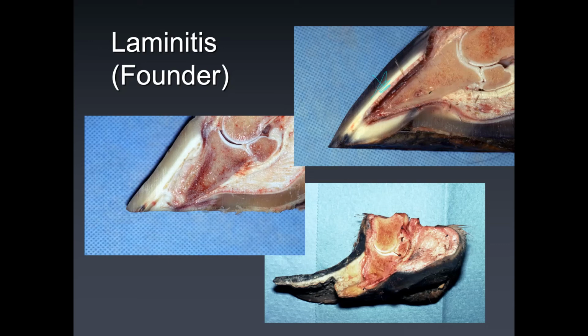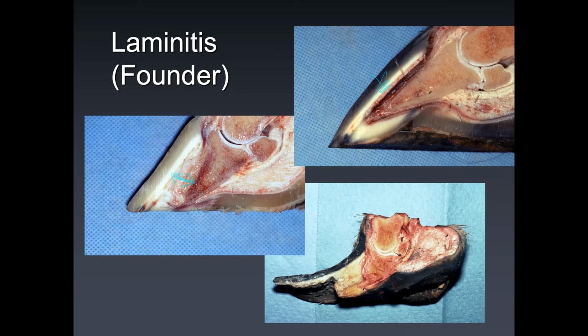If that animal's allowed to persist like that, the likelihood is the coffin bone will rotate inside the hoof capsule, and then you get this distraction. So the one on the bottom left here is exactly what happens. So this one here, you can see there's this great big gap now between the coffin bone and the hoof wall. And that's what happens when they rotate.